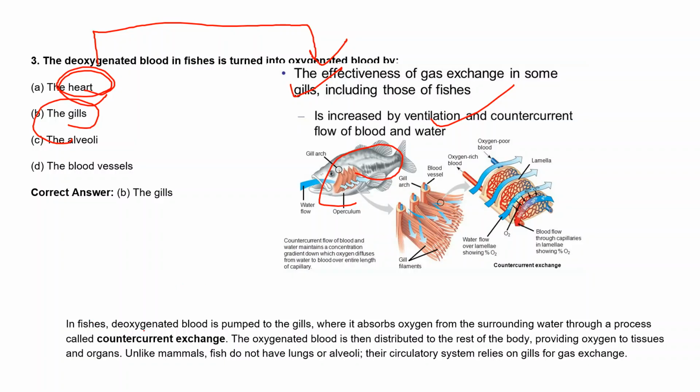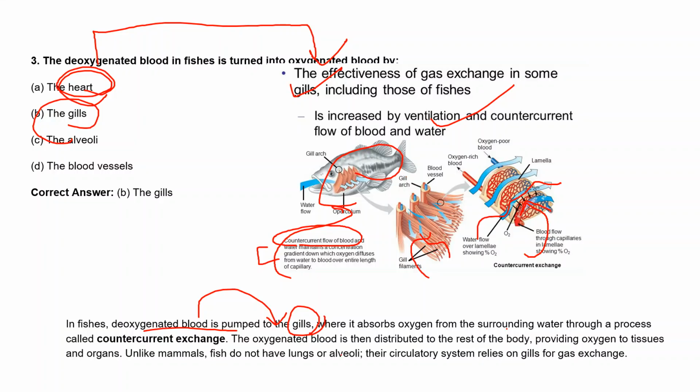In fishes, this deoxygenated blood is pumped to the gills, and inside the gill filaments, they absorb the oxygen from the surrounding water. The water will come over the gill lamellae, and they absorb this oxygen through a process called counter current. Counter current flow of blood and water maintains a concentration gradient in which oxygen diffuses from water to blood over the entire length of the capillary.